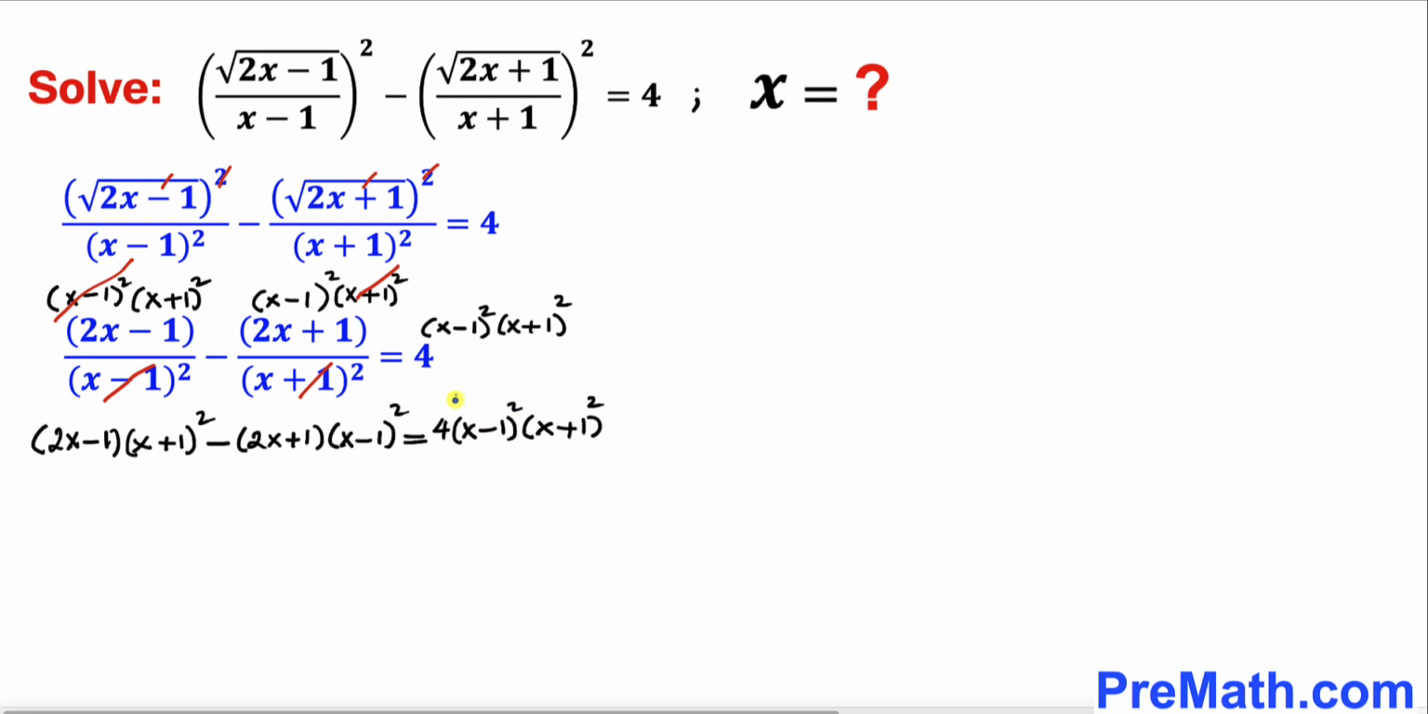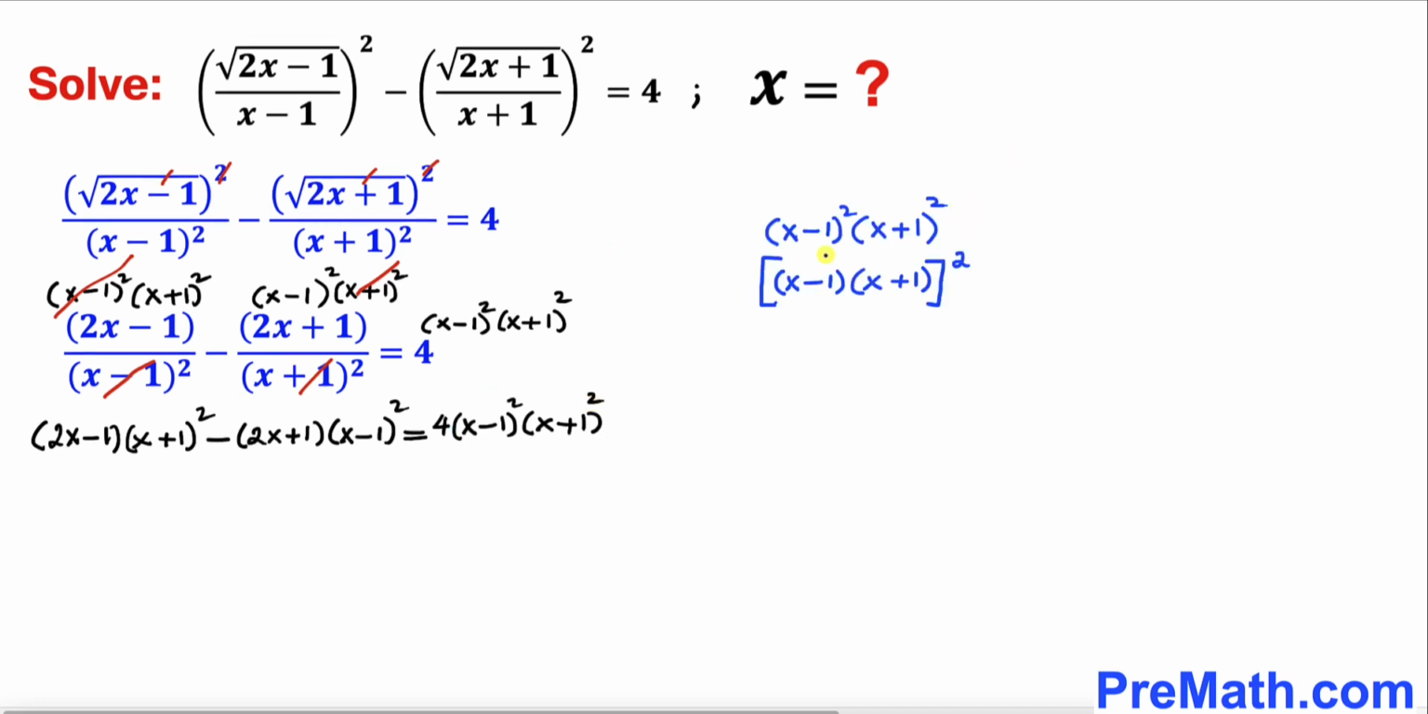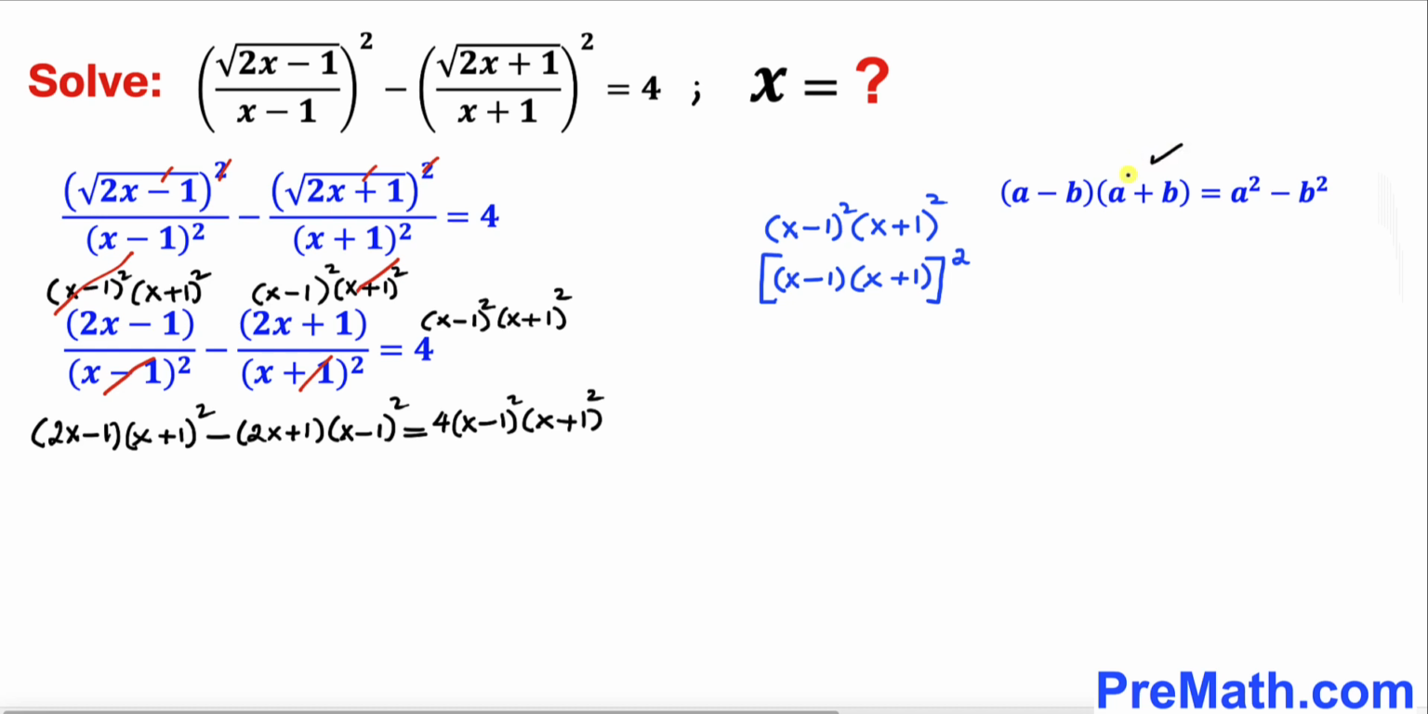Now let's focus on this part over here, x minus 1 whole square times x plus 1 whole square. I have copied it down, and this could also be written as x minus 1 times x plus 1, whole square. Now let's recall this famous identity, a minus b times a plus b. We are going to apply it over here. So inside this bracket this could be written as x square minus 1 square, which is the same as 1, and then a whole square. Therefore I am going to replace this part by this simplified one, as you can see in this next step.